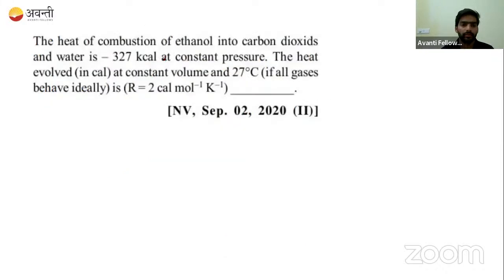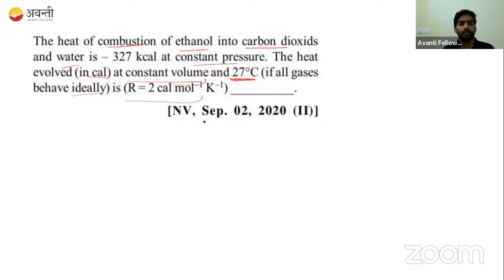Now the question: a change of minus 3 kilo at constant pressure, of what? Ethanol into carbon dioxide and water. That means if you do the combustion reaction, ethanol gets converted to carbon dioxide and water, and the combustion heat is minus 327 kilocalorie at constant pressure. What will be the heat evolved in calorie at constant volume and 27 degrees Celsius? If all gases behave ideally, the R value is given as 2 calorie per mole per Kelvin.